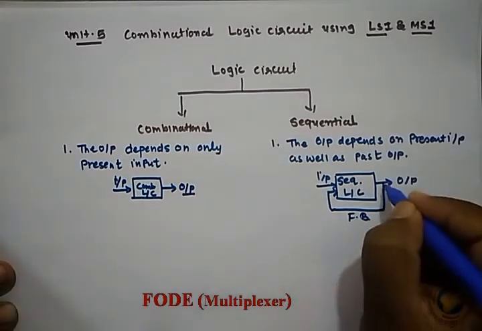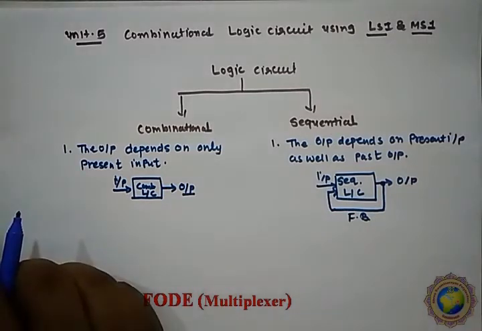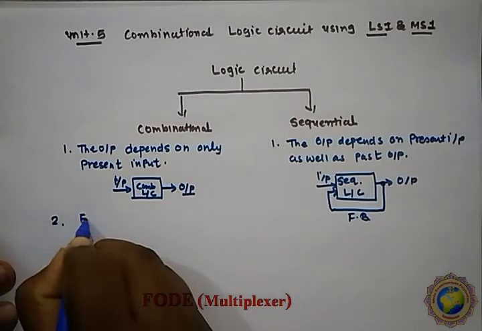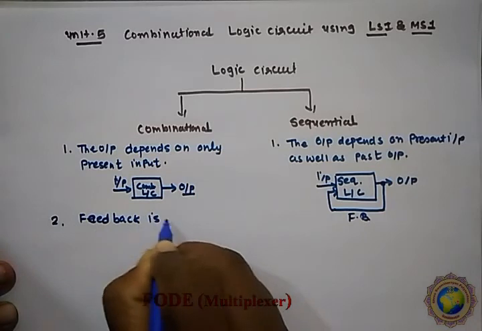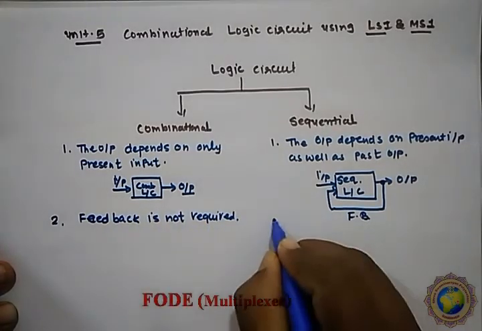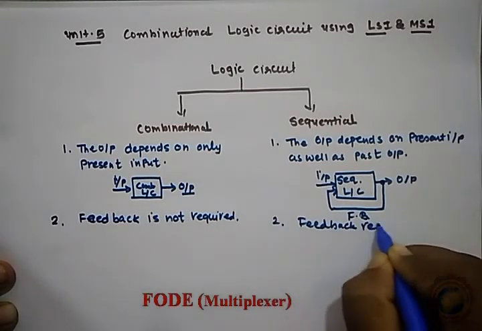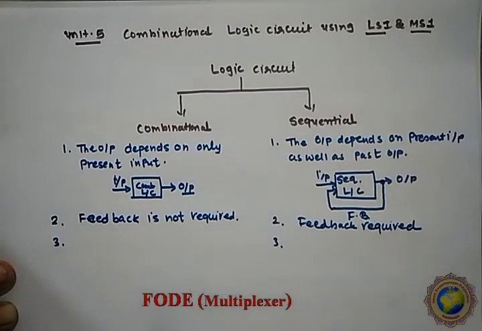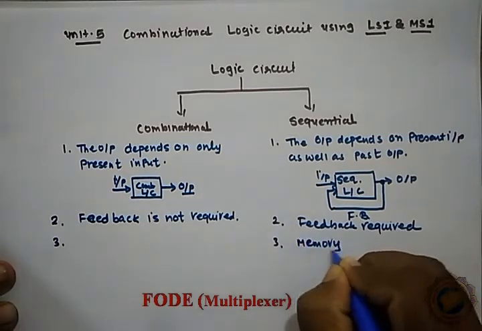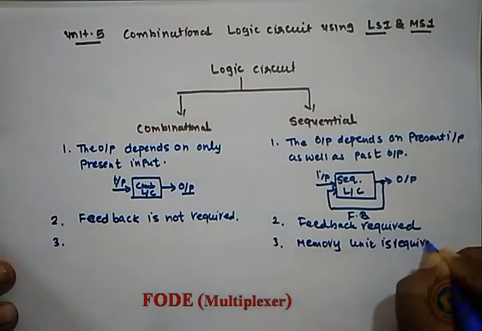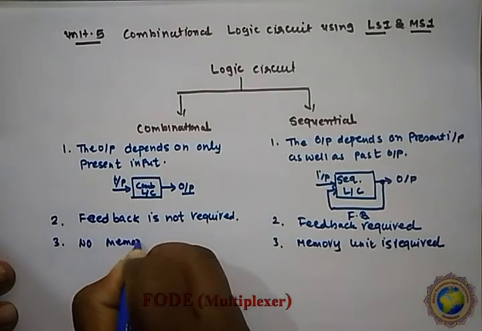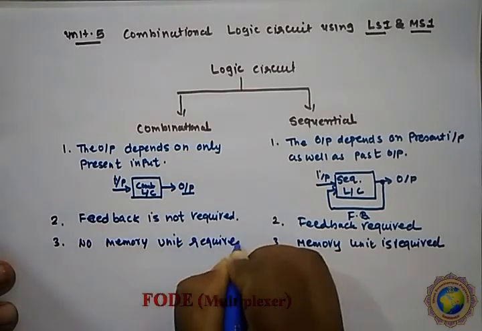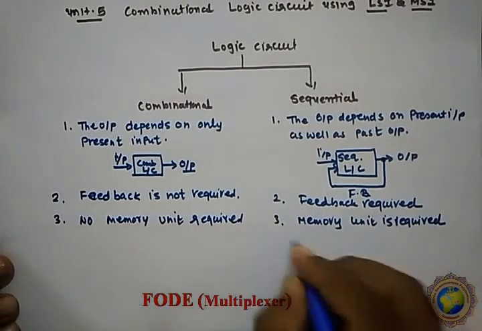If output is taken into the input, then that is known as feedback. So what is the second difference? In combinational, feedback is not required. In sequential, feedback is required. Since feedback is required, the past output must be stored somewhere. Storage needs memory, so a memory unit is required in sequential. In combinational, no memory unit is required.